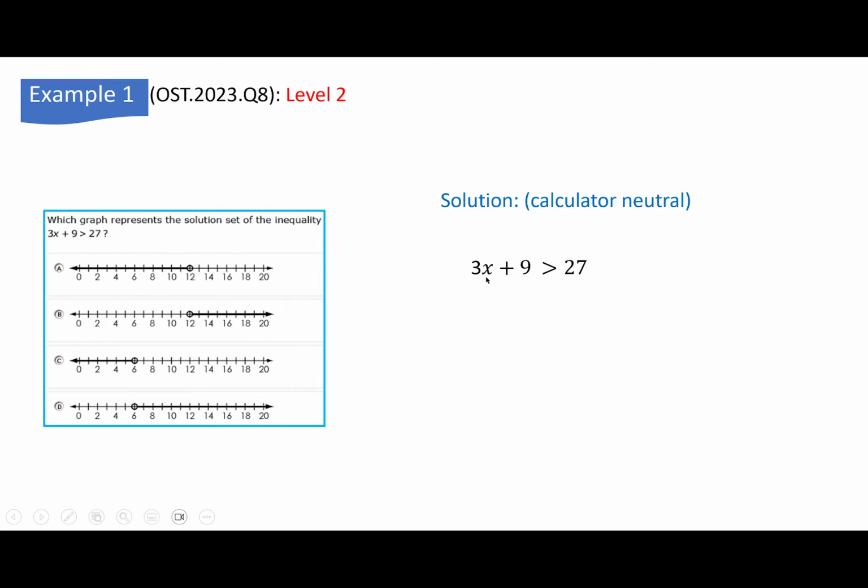I need this 3x by itself. Obviously, I need to subtract 9 from both sides. I get 3x greater than 18, divided by 3, I get x greater than 6.